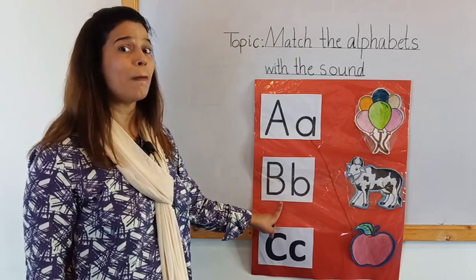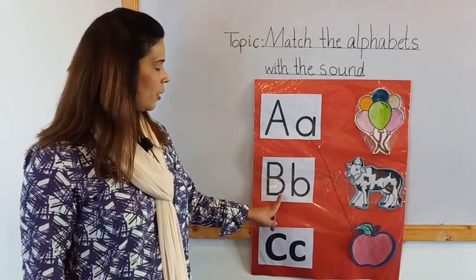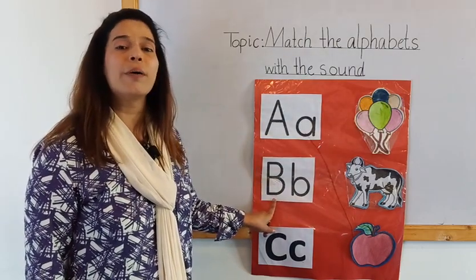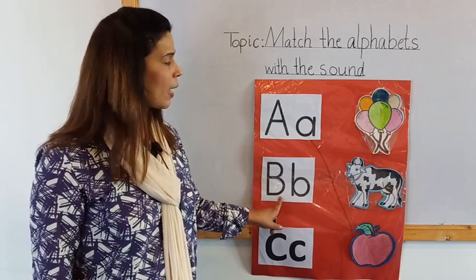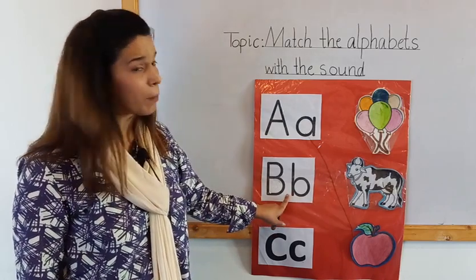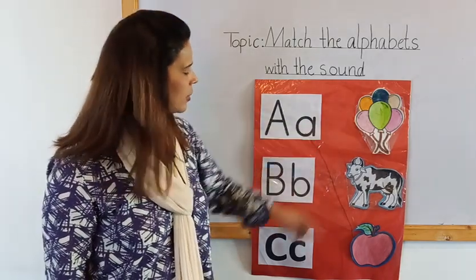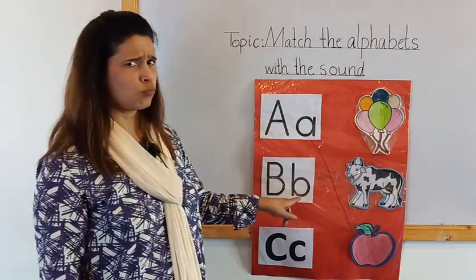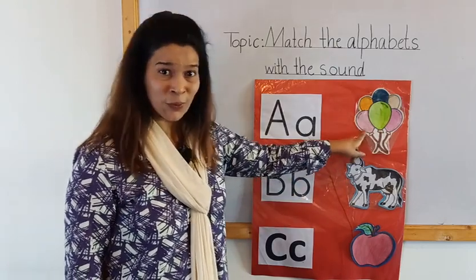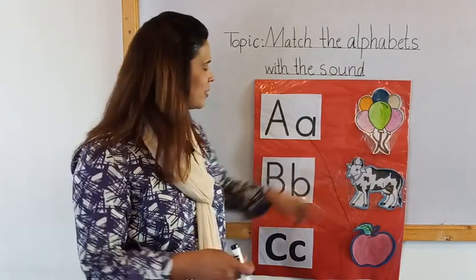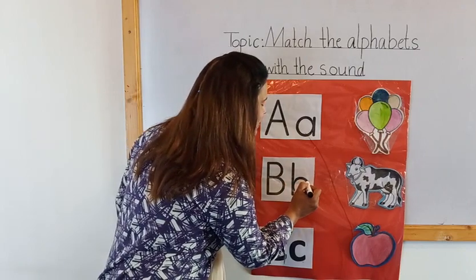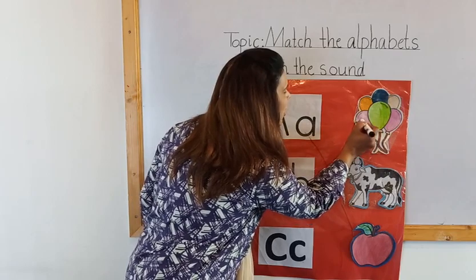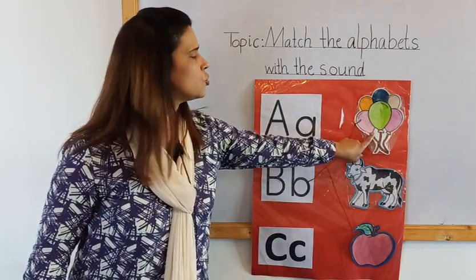Which letter is this? Letter B. And what is the sound of letter B? B. The sound of letter B is B. Okay. Which picture can you match with letter B? B. Cow? No. B. Balloon? Yes. B. Balloon. Let's match letter B with balloon. Very good. B. Balloons.